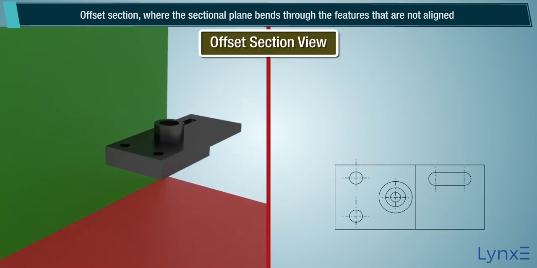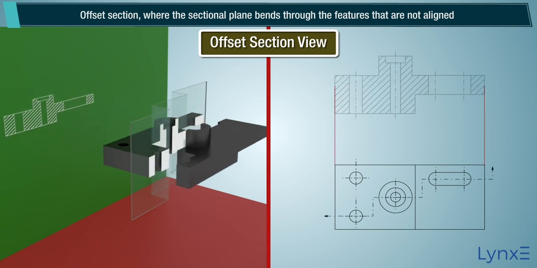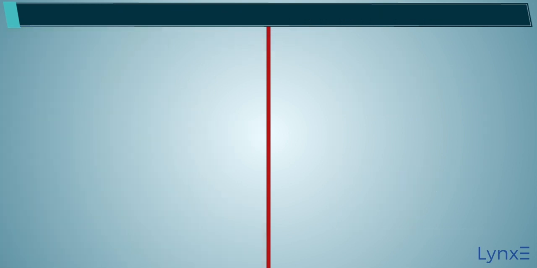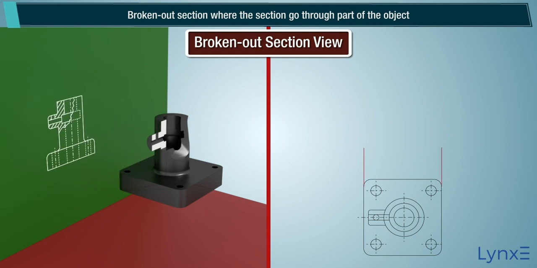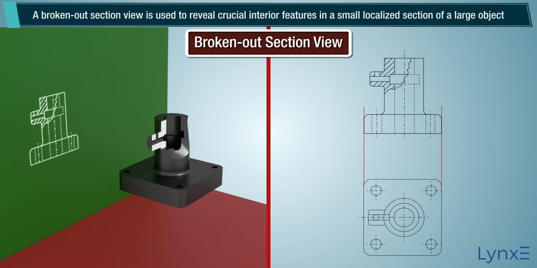Offset section, where the sectional plane bends through the features that are not aligned. Offset sections are used to show interior features that do not lie along a straight line. Broken out section, where the section goes through part of the object. A broken out section view is used to reveal crucial interior features in a small localized section of a large object.